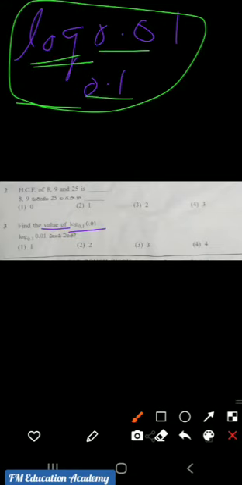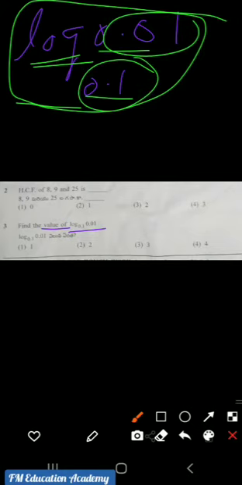But we observe here that n and x are of different values, and we don't have any formula for log n to the base x. So what we can do is make both the base and this n equal. How can we make log n and base x equal?